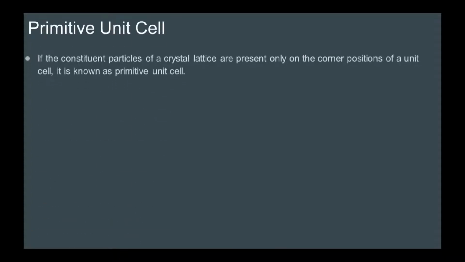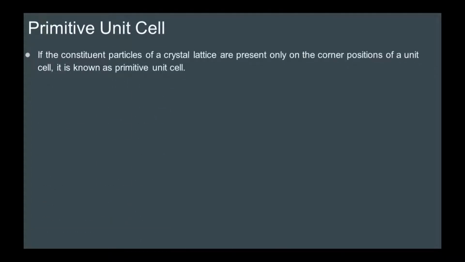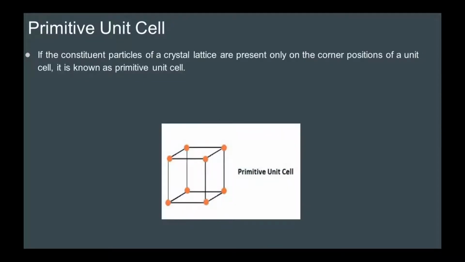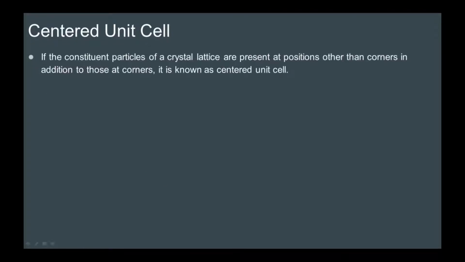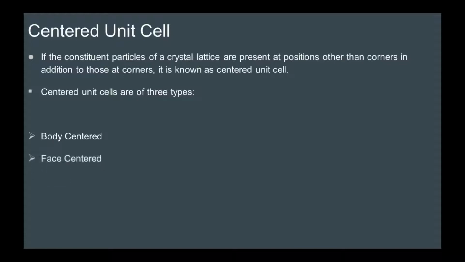Primitive unit cell. If the constituent particles of a crystal lattice are present only on the corner positions of a unit cell, it is known as a primitive unit cell. Centered unit cell. If the constituent particles of a crystal lattice are present at positions other than corners in addition to those at corners, it is known as a centered unit cell. Centered unit cells are of 3 types. First, body-centered. Second, face-centered. Third, end-centered.